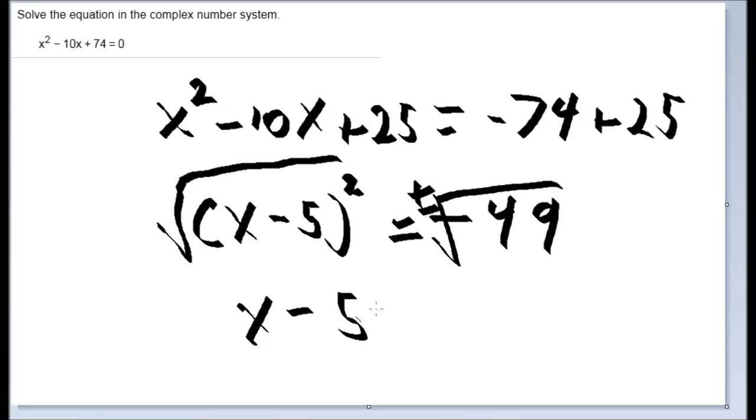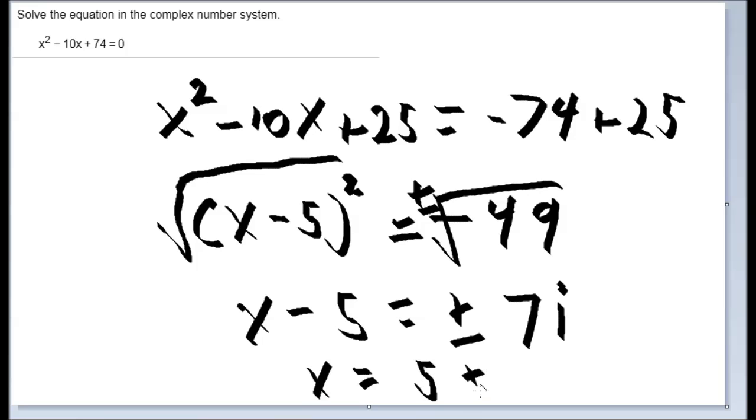So you get x minus 5 is equal to, well, plus and minus, the square root of 49 is 7, and because there's a negative sign in there, we just make that 7i, and that's where the i comes from. And then finally, we can just move the 5 over, so we have x equals 5 plus and minus 7i. And you can use the plus and minus in your answer on MyMathLab.